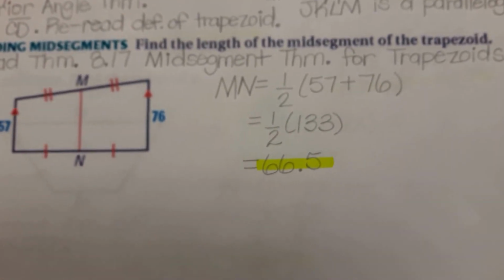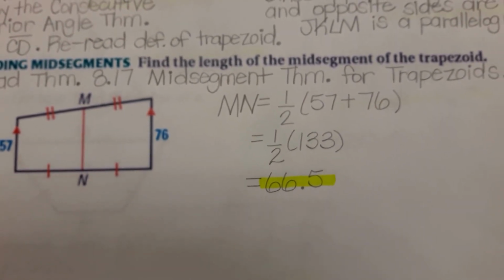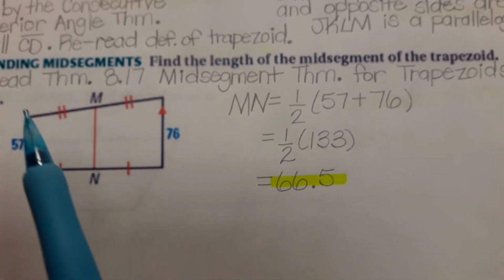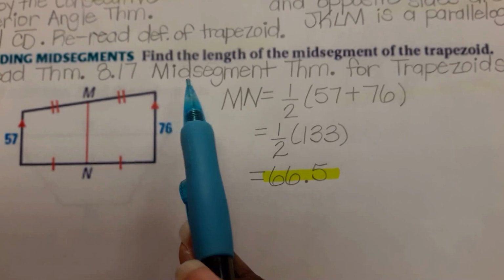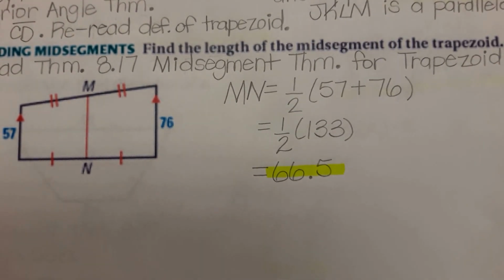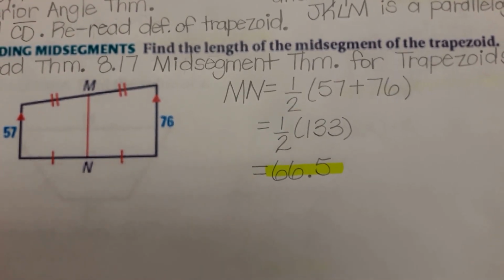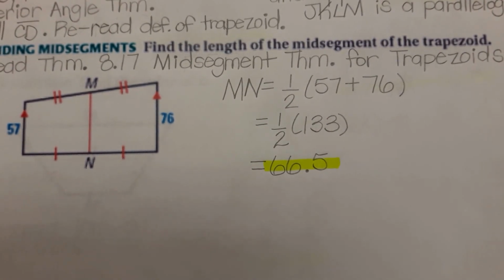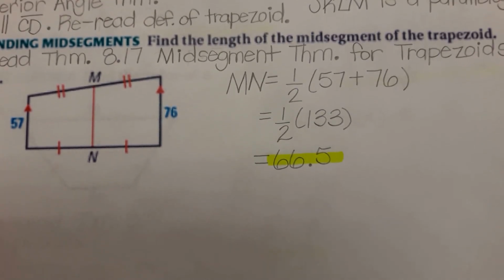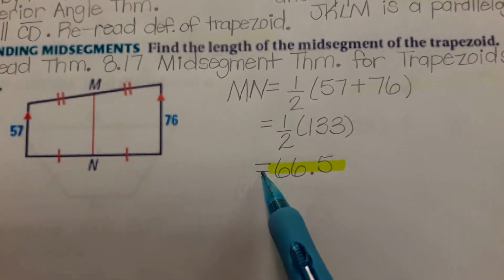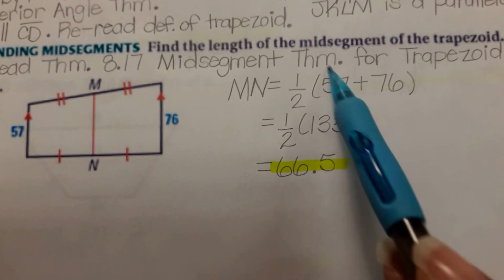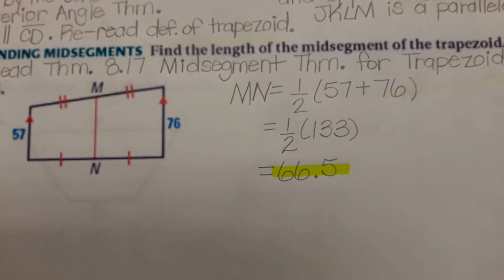Look at number 15. 15 says find the length of the mid-segment of a trapezoid. So if you look at this, I need to read theorem 8.17, the mid-segment theorem of trapezoids. Once you read that theorem, we see the word mid. When I see the word mid, that means I'm going to be dividing something by 2. If you notice, the way I worked out this problem is very similar to the 8.17 model they use to do the calculation. So I use that model to help me do my calculations.